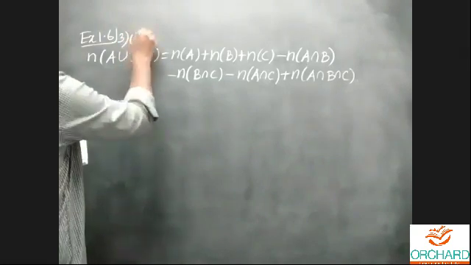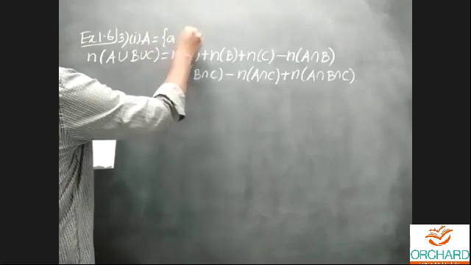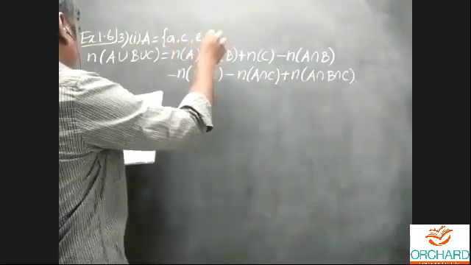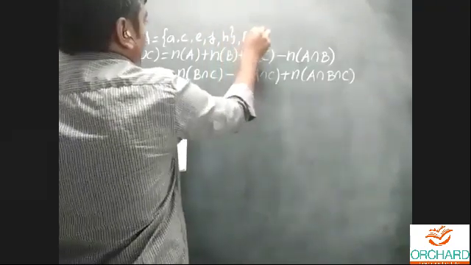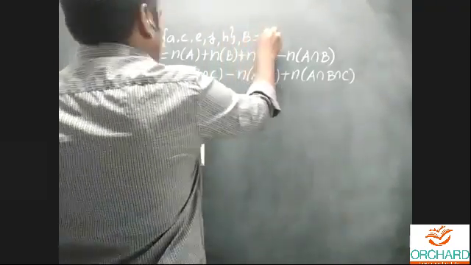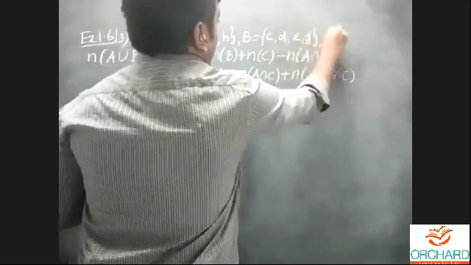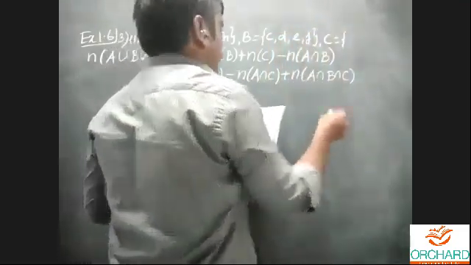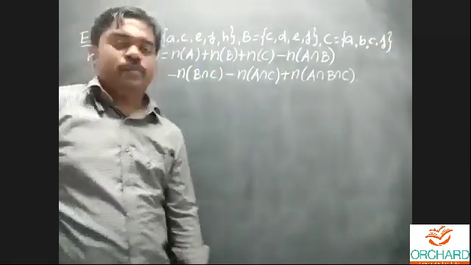I'll write down the elements of set A: A, comma, C, comma, E, comma, F, comma, H. These are the elements of set A. Elements of set B: C, D, E, F. Elements of set C: A, B, C, F. These are the elements of sets A, B, C. Now we'll verify.